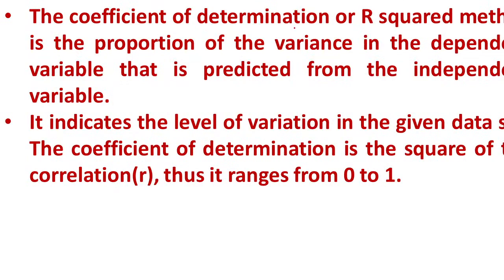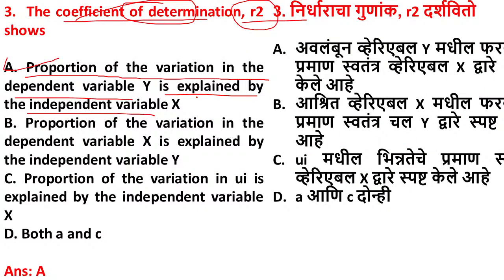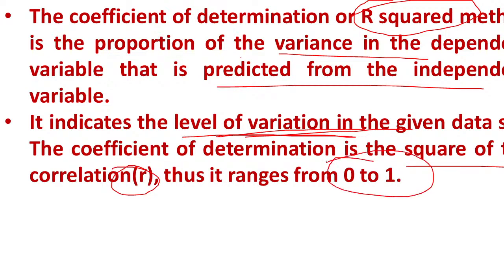The coefficient of determination is denoted as R square, and it is the proportion of the variance in the dependent variable that is predicted from the independent variable. So option A is the correct answer. It indicates the level of variation in the given data set. The coefficient of determination is the square of the correlation, that is R. Thus it ranges from 0 to 1.